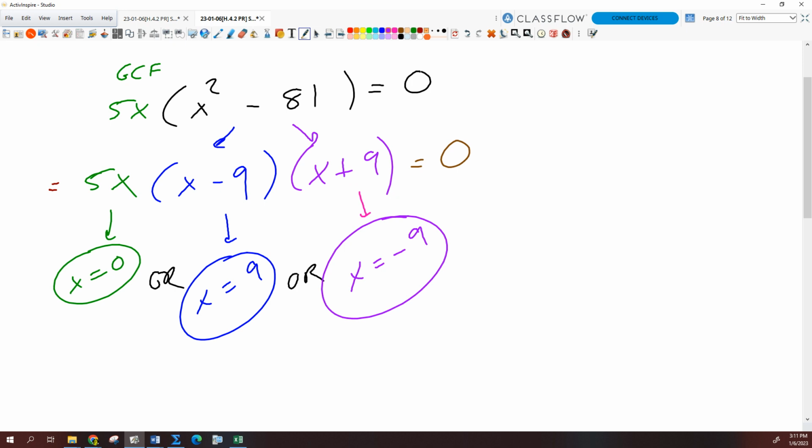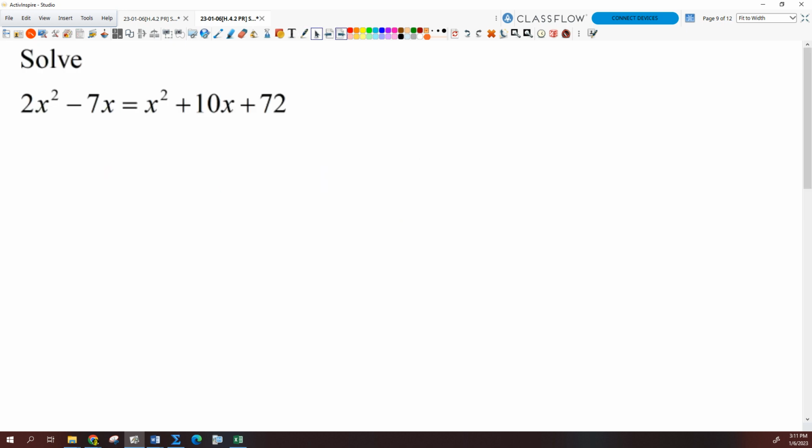Okay? How about this guy? What am I going to do? Okay, good. I got to set it equal to 0. Which side should I definitely move everything to? Deegan, how come? You're right. You're correct. Well, I'll move it to the left. Why?